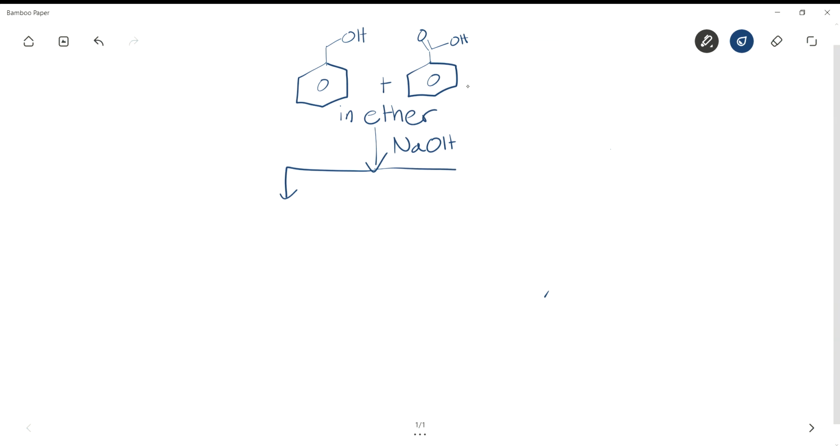And so we're going to break into a branch. On the left side, the ether layer is going to be here, and it's going to have the benzyl alcohol in the ether layer because the benzyl alcohol remains nonpolar. It does not react with the sodium hydroxide.